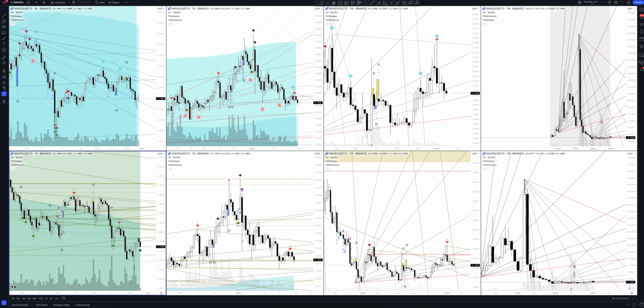Today we will take a look at Waves cryptocurrency. Let's analyze the market situation and find out how you can make money on it. Let's start.